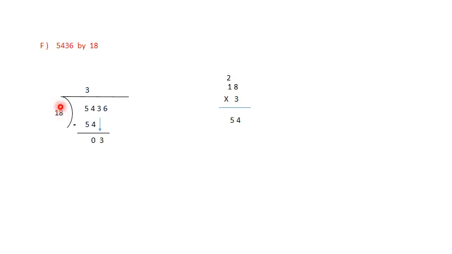So in such a case, what will we take? Zeros. So 18 zeros are 0. So 3 minus 0 becomes 3. Now what will we do? We'll bring 6 down here. So now this is 36.